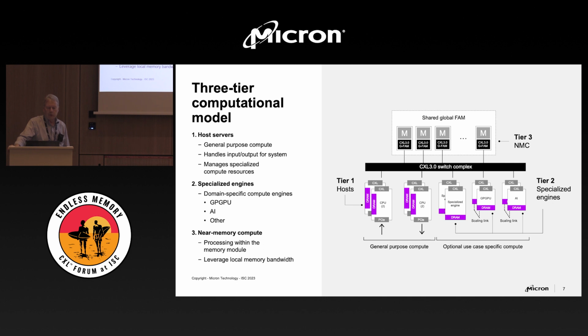But those host processors will also manage all these other types of compute resources. So the second type I show here, tier 2, are these specialized engines. And these are in systems today, these GPU, AI devices, other accelerators. And then the third one is this near-memory compute, which should be out in the memory space. So processing within those memory modules, leveraging that higher bandwidth.